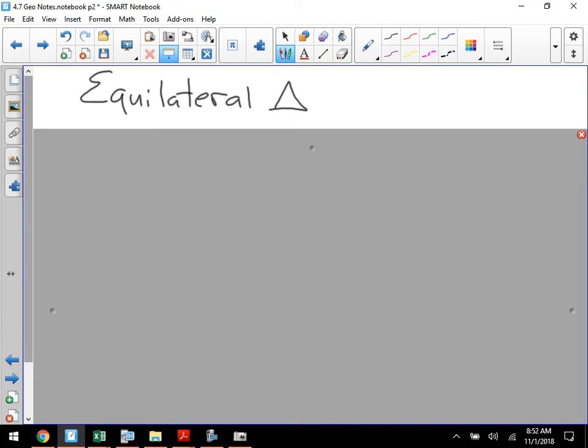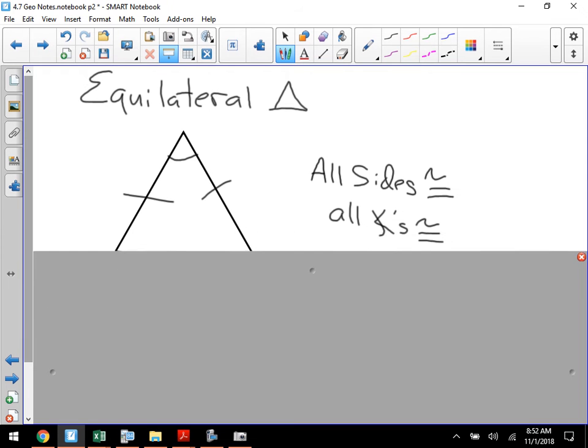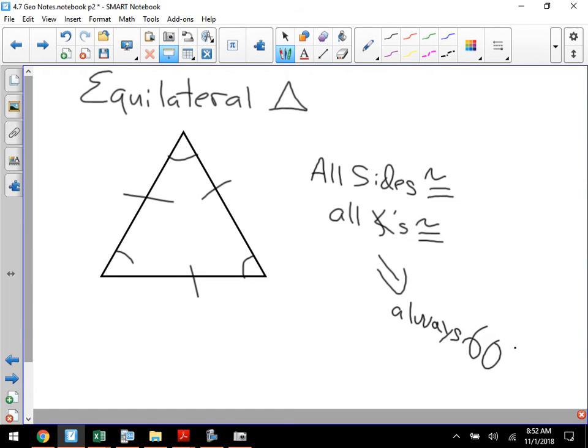All right. What about equilateral triangle? All sides. Good. So equilateral triangle. Again, you guys know this. It means all sides are congruent, and it also means that all angles are congruent. If you have three angles in a triangle, and all three of them have to be the same value, all three of them will have to equal 60 degrees.